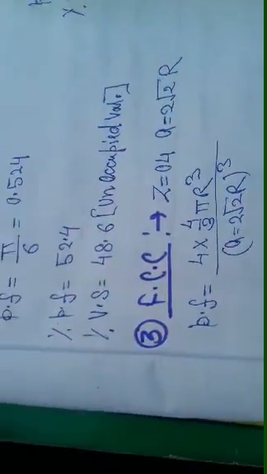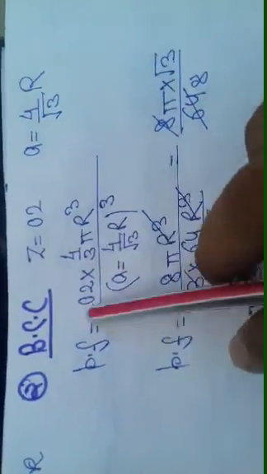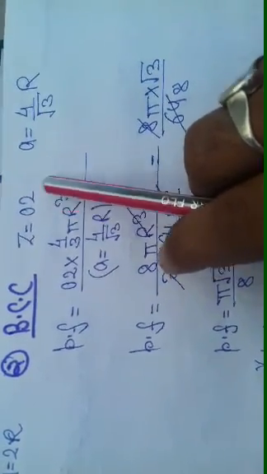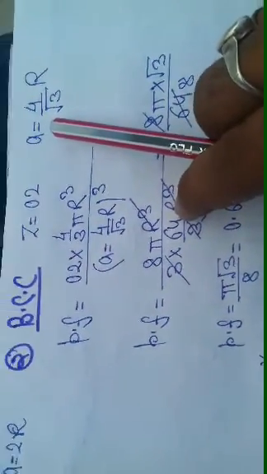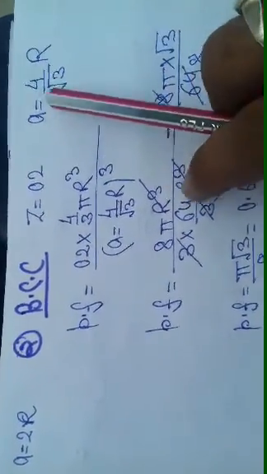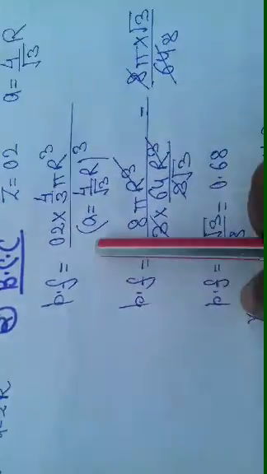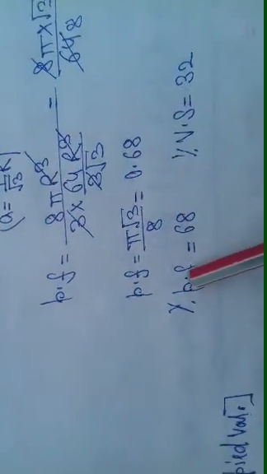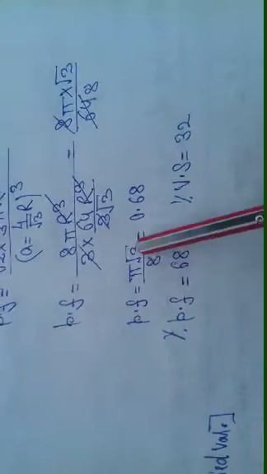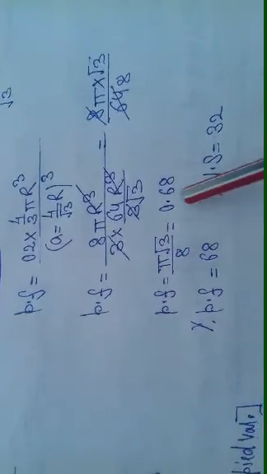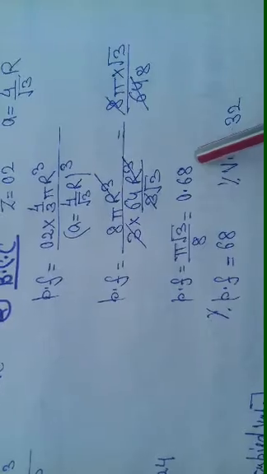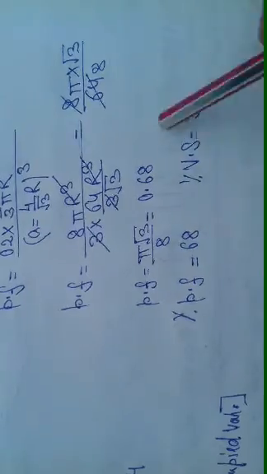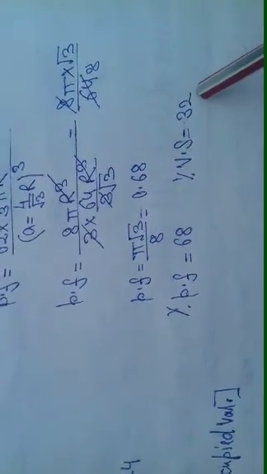Moving on to the body centered cell, the Z value is 2, that is, the number of atoms per unit cell is 2, and the relation between edge length and radius is a equal to 4 by root 3 times r. Putting this in the formula, we get the equation pi root 3 by 8. When we solve this, the value is 0.68, and the percentage efficiency is 68%, and the vacant space, the volume unoccupied by atomic spheres, is 32%.